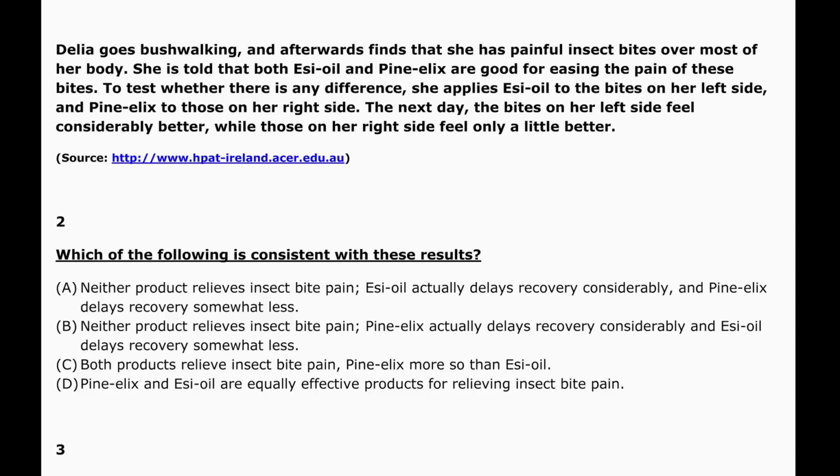We have EC oil and Pine-Elex, two very important variables. So we're going to have EO and PE. Okay? They're good for easing the pain of these bites. To test whether there's any difference, she applies EC oil to her left side. So EC oil is on the left side and Pine-Elex on the right side. So straight away now what you've done is you've tried to bring this down into a much, much smaller, almost postage stamp size piece of information.